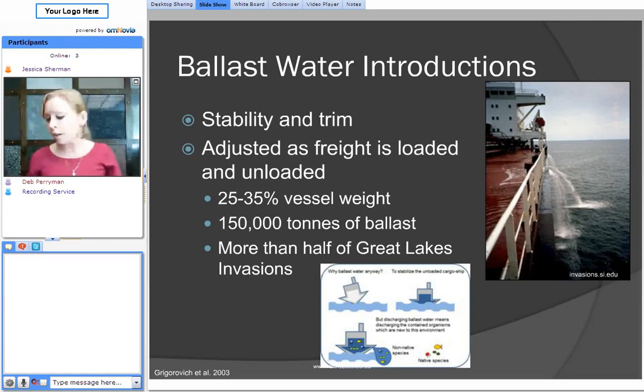But when you're thinking of localized shipping, so ships that are going from port to port in the Great Lakes or up and down the river systems of the Mississippi, we see that it's both. It's actually attachment to the ships that can transport them from port to port or region to region, or the ballast water. So it depends on the water body that we're talking about. I hope that helped.